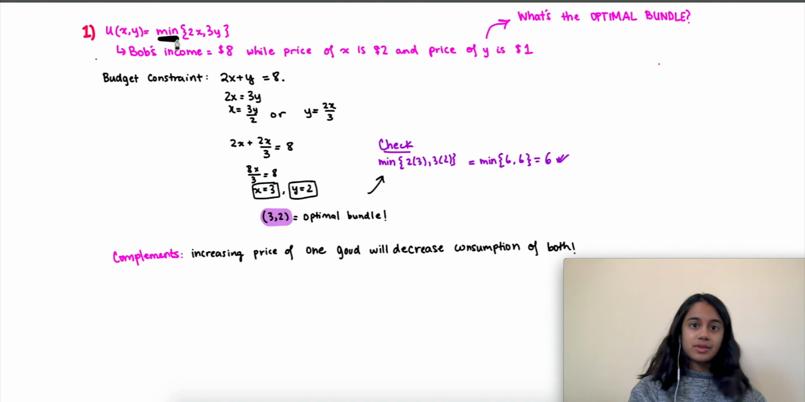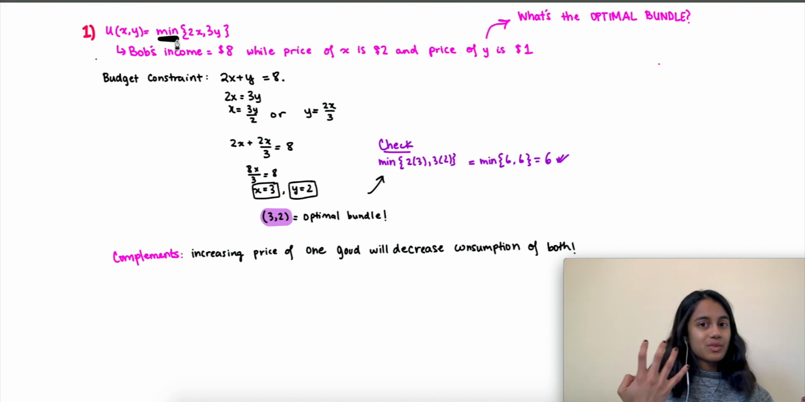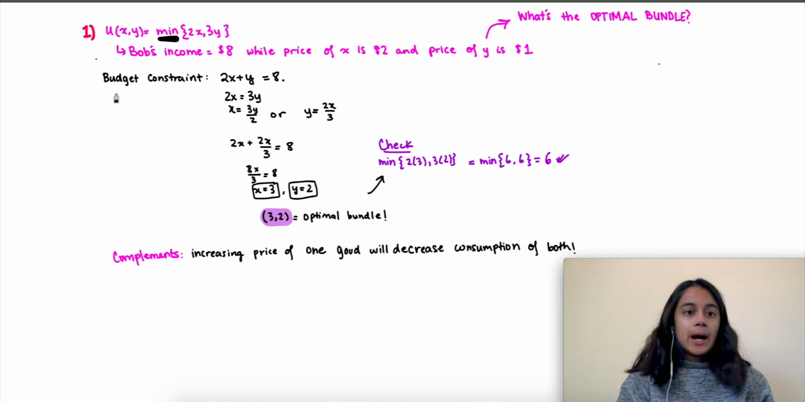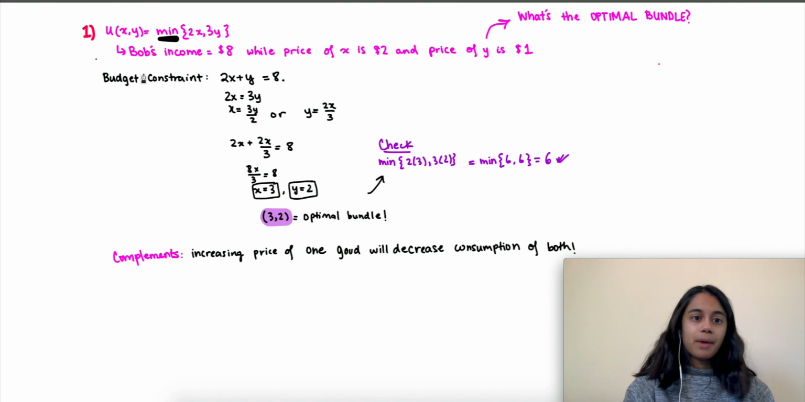You can think of a different example too, like 4 and 5. That fifth one's kind of useless. We end up choosing 4. So the question asks: Bob's income is $8, while the price of X is $2 and the price of Y is $1.